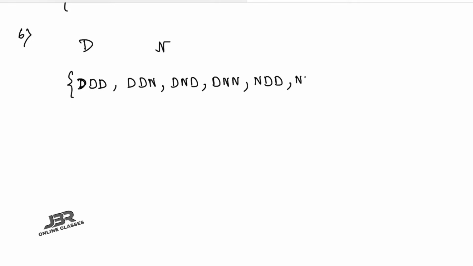Suppose 3 bulbs are selected at random from a lot. Each bulb is tested and classified as defective or non-defective. Capital D is for defective, and for non-defective, it's capital N. Write the sample space of the experiment. So here total 3 bulbs. So either 3 bulbs are defective, so DDD, then DDN, first one defective, second one defective, third one non-defective. Or DND, or DNN, or NDD, NND, NDN, and last one here, NNN. So these are the sample space.